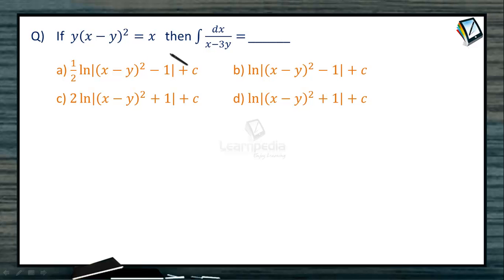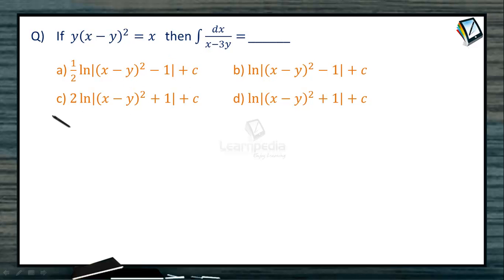Now here the function f of x is not given explicitly, but a relation in terms of x and y is given: y times (x minus y) whole square equals x. Then we need the integral of dx by (x minus 3y). And if you look at the options here, all the options are in terms of x minus y. So we need to express this function as a function of x minus y.